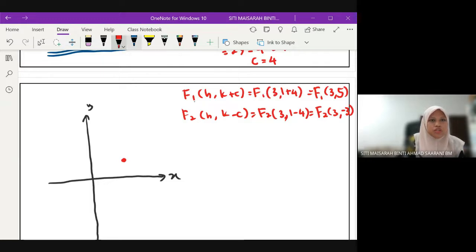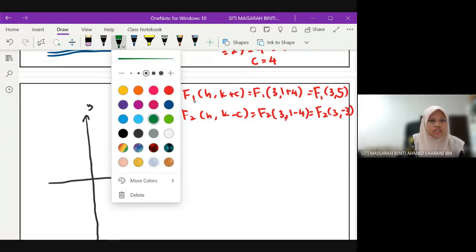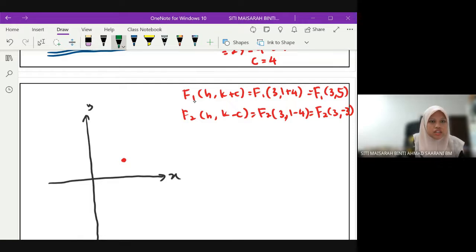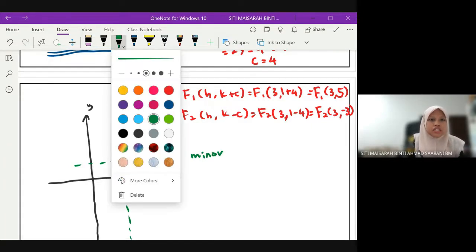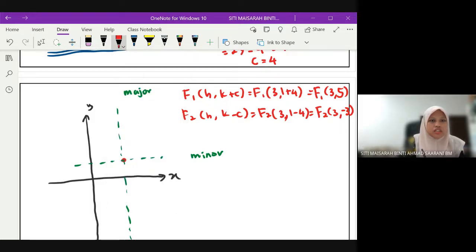So its major axis is this one, because it is a vertical ellipse. So this is the major axis. Then here is the minor axis. Okay, and then let's label this. This is the center, center (3, 1).